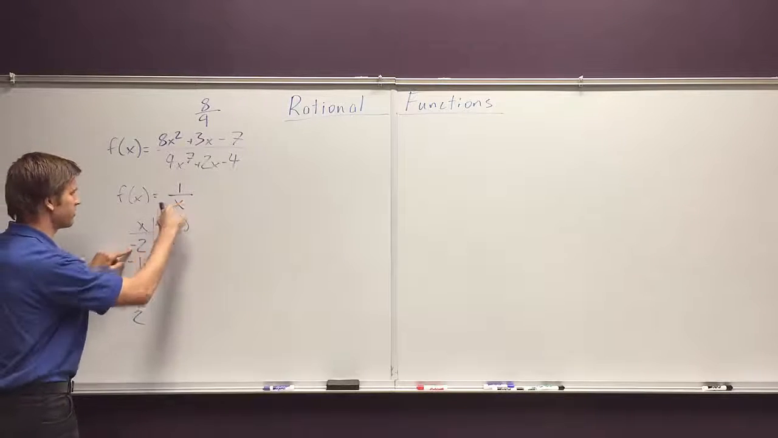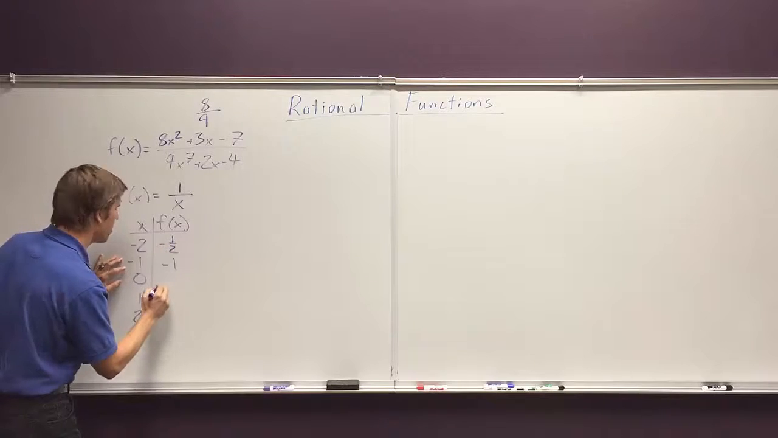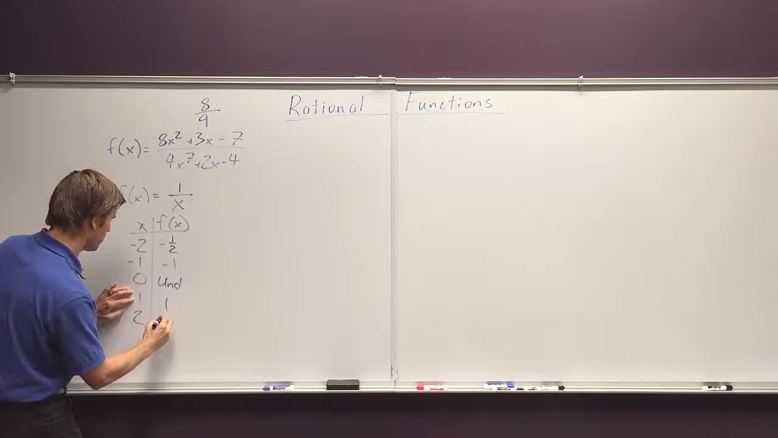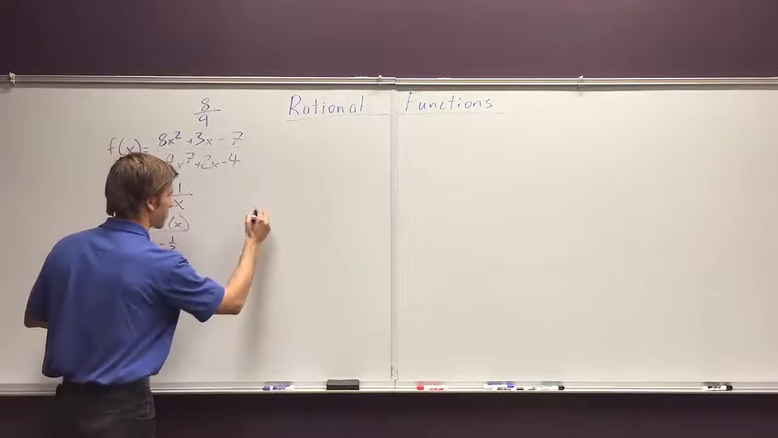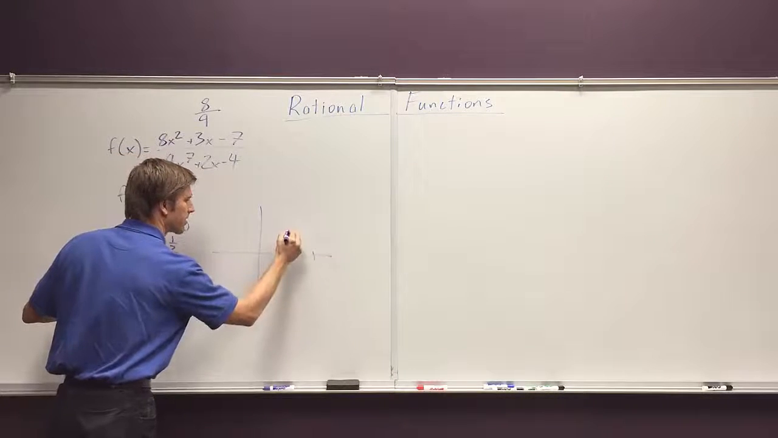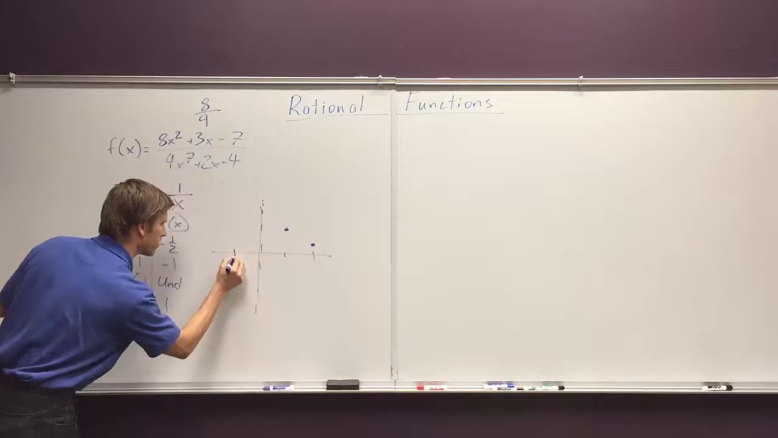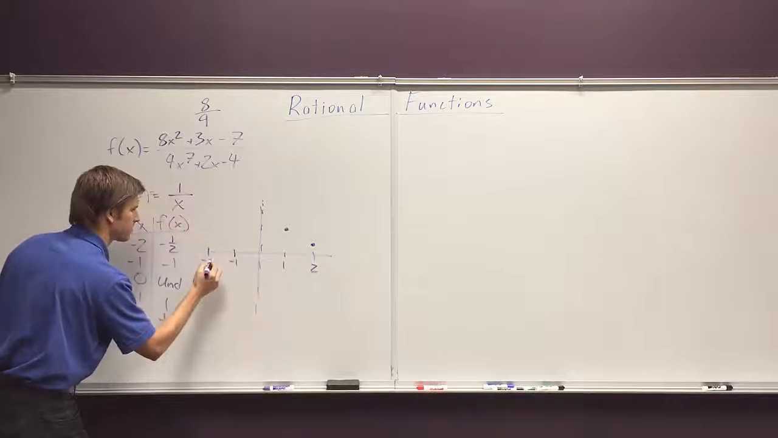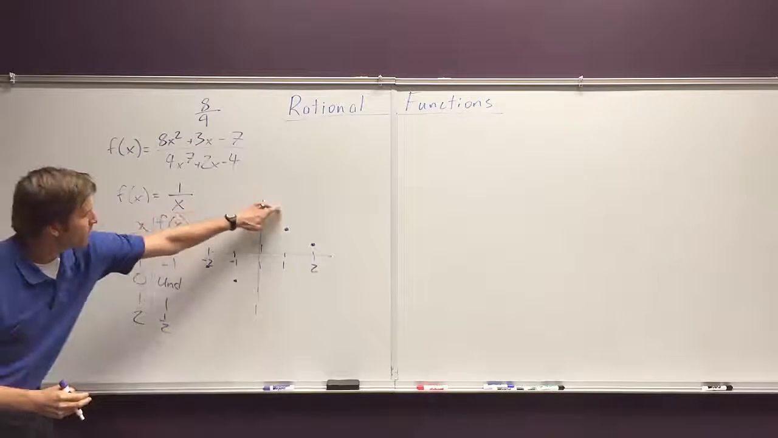If you put in a -2 here, you get a -1/2, -1. Here, notice you get something undefined, and here you get 1 and 1/2. So if you were going to plot this, you would get something that would look like this. Now, what's going to happen in between here?